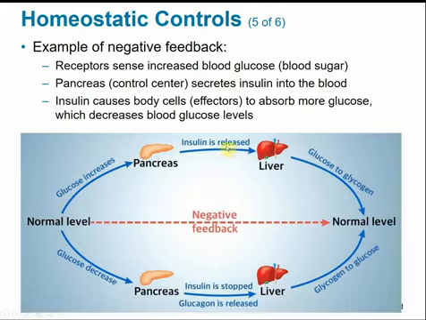So insulin ultimately is going to cause the body cells or our effectors to take the glucose out of the blood and use it for their energy production. So we'll decrease the amount of glucose in the blood. Vice versa, if glucose starts to decrease, the pancreas can stop producing insulin and release another hormone. So it's going to cause the blood sugar to rise again back to normal homeostatic levels.